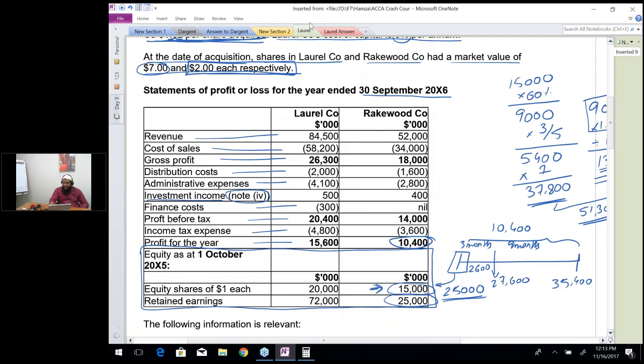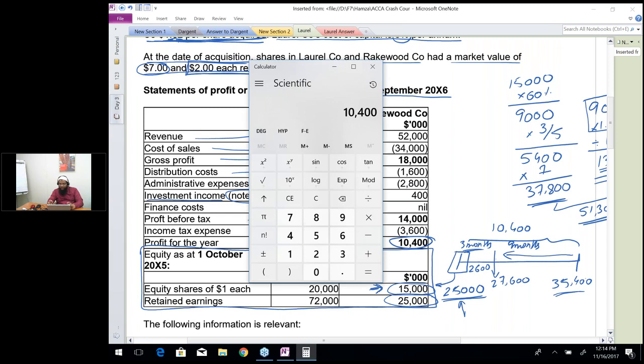Simran, I'm repeating. Either add 3 months profit in 25 or deduct 9 months profit from 35,400. Both will get the same answer. So I've done 10,400 profit for the year into 3 and divided by 12. So this is going to give me the first 3 months profit, 2,600. And then I've added in 25,000 to get the retained earnings at the date of acquisition. Is it clear now? Okay.